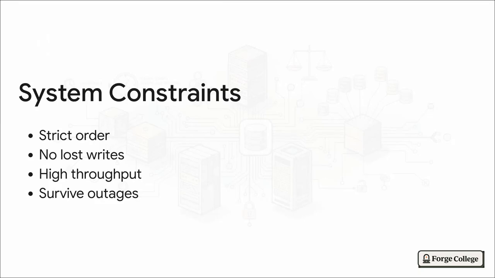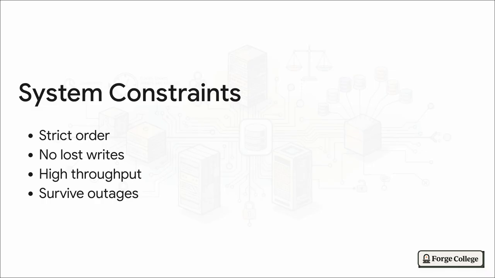Okay, let's put on our hard hats and apply these theoretical patterns to a concrete, real-world scenario. We're going to design a global ledger service. Let's look at the absolute constraints for our project. First, we need strict per-account transaction ordering. Second, we can have zero lost committed writes. This is people's money we're talking about here. Zero is the only acceptable number. Third, we need high write throughput across totally different geographic regions. And finally, we must be able to survive a full data center outage.